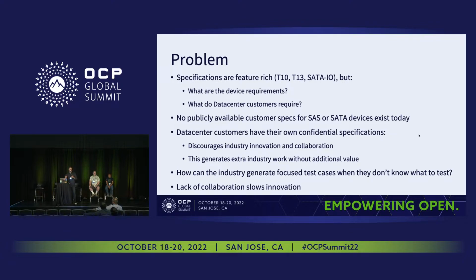In addition, there are test cases, with customers trying to figure out how robust their devices can be. It's very hard for the industry to generate relevant test cases because they don't know exactly what's in the device. So they have to either put everything in there, which is a huge amount of extra work, or they don't know exactly what to test. And the lack of collaboration in general just slows innovation.